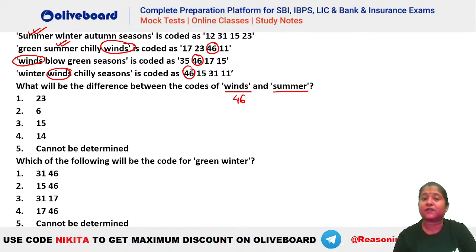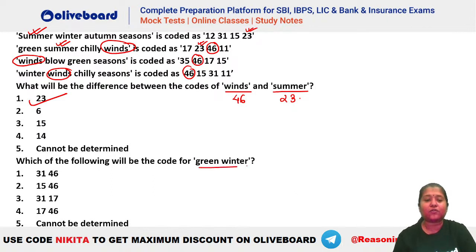And what is the number which is common between the two? You can see 23 is common between the two. So what is the difference between 46 and 23? That is absolutely right, Mayank. That is 46 minus 23 will be 23 in here. बिल्कुल सही है, ठीक है.